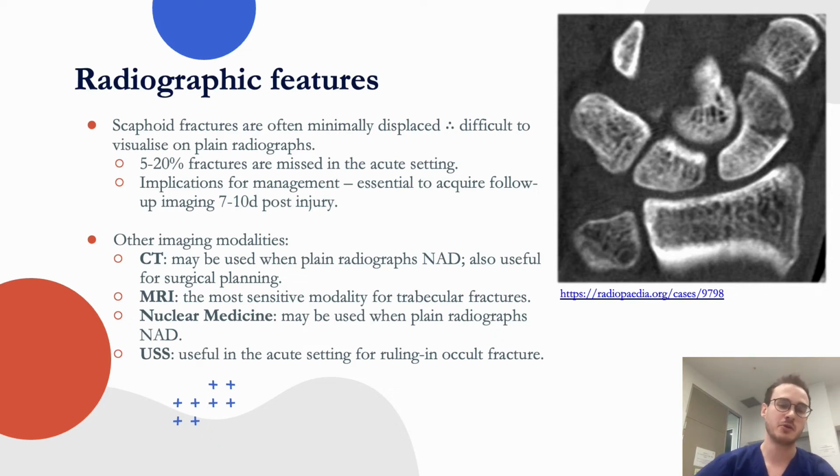A number of other imaging modalities can be used to diagnose scaphoid fractures. CT probably the most notable. They may be used when plain radiographs are NAD, and they're also used for surgical planning if scaphoid surgery is required. And other imaging modalities include MRI, nuclear medicine, and ultrasound. And we can see here on the right an example of a CT scan which demonstrates a scaphoid fracture with an early extent of avascular necrosis shown by the sclerosis.